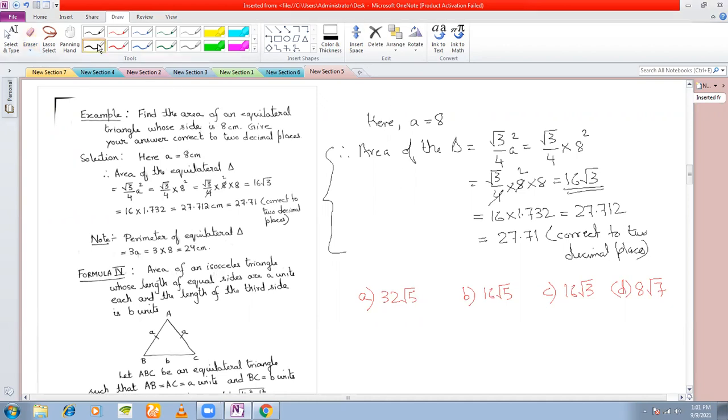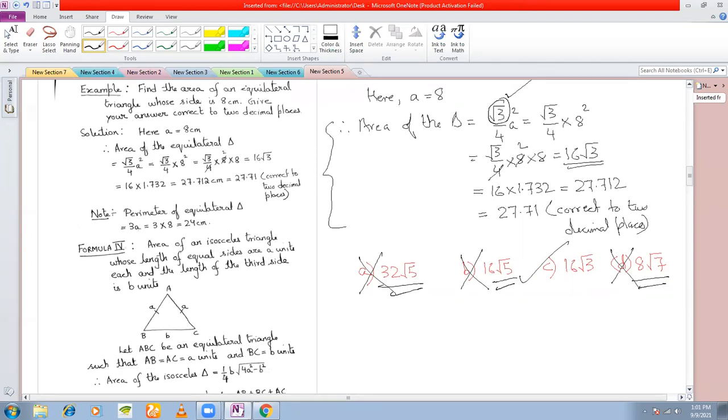Not exactly. See, there's a root 3 here in the formula, right? If there's a root 3 in the formula, that means the answer also has to contain root 3. Does this have root 3? No, sir. This option is out. Does this have root 3? So this option is also out. Does this have root 3? So this option is also out. The only correct option is this. Understood? Yes, sir. These are smart ways of doing.